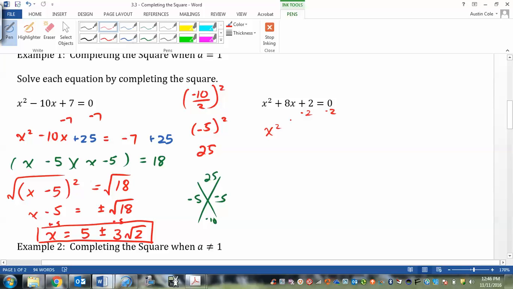What are factors of 2 that add up to 8? That doesn't make sense. It doesn't work. It's not factorable. So now we're going to complete the square. So I'm going to have x squared plus 8x. I'm going to leave some space there, equals negative 2. Now what do I do?